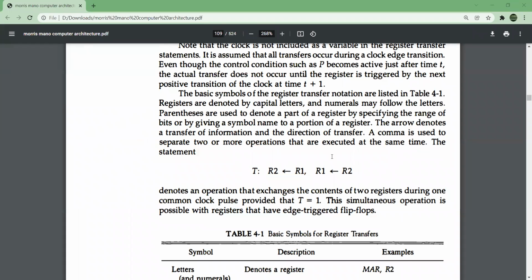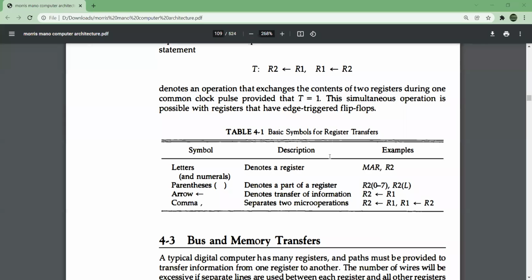And this is our last figure that we are going to see, because this is what we have studied and we are just trying to recap what has happened. Okay, so what do the letters and the numerals denote? They denote the registers. For example, R2 is a register with a numeral, MAR. Then you can have DR, you can have PC, you can have instruction register, and so many. What do the parentheses, the brackets show? They denote the part of a register.